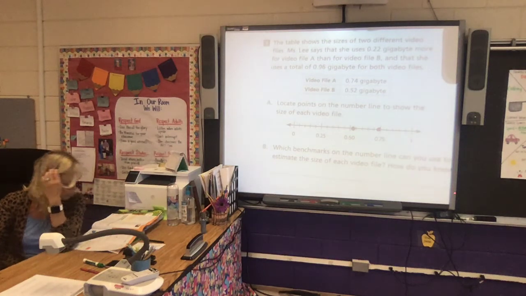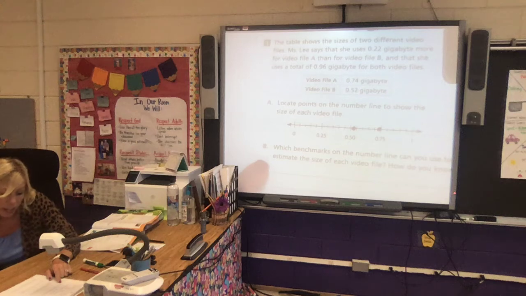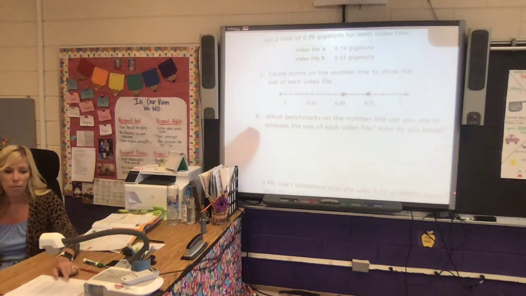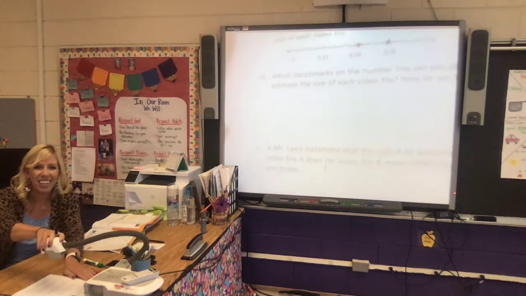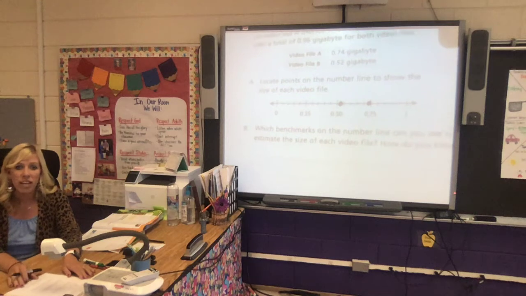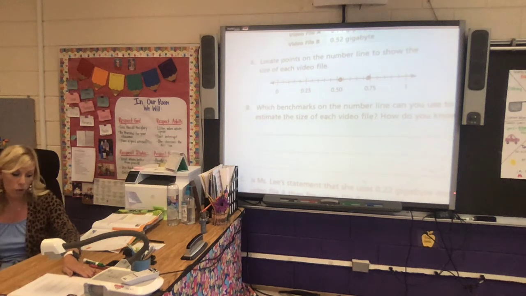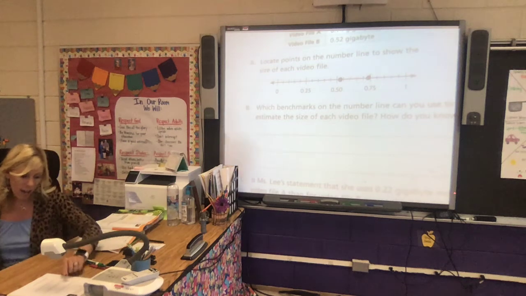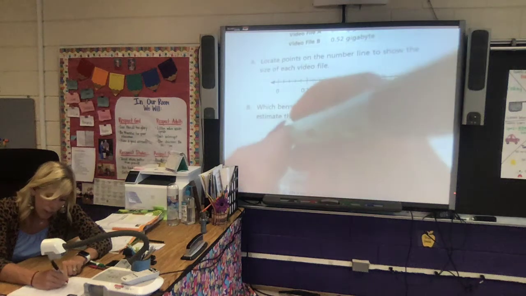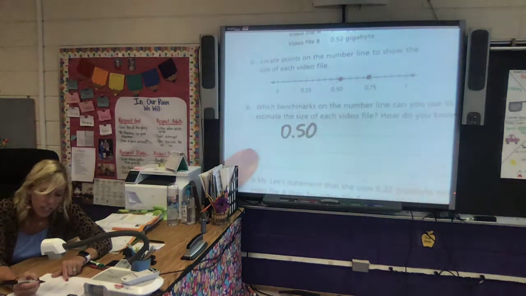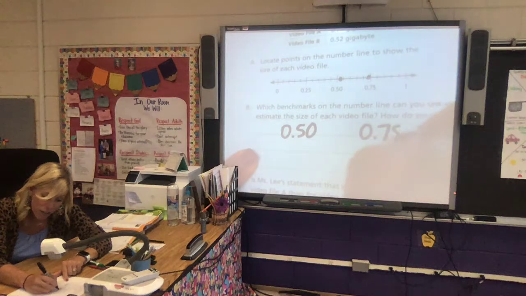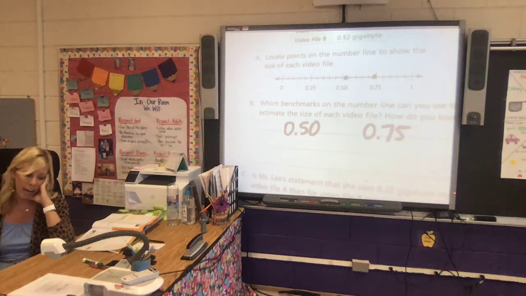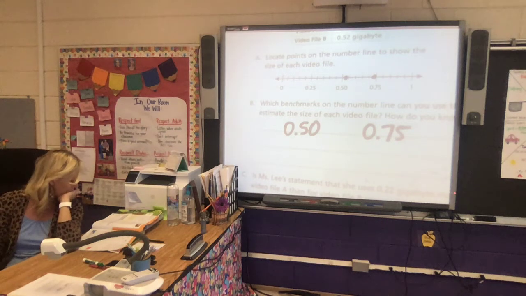All right. Now, it says which benchmarks on the number line can you use to estimate the size of each video file? So if we look at that number line, there's really only one, or it's really kind of easy for us to choose what we would use, right? Our numbers are super close to some other ones. I would say 50 or 50 hundredths or 5 tenths, and I would say 75 hundredths because our numbers are so close, and that's easy for us to calculate in our minds, okay?